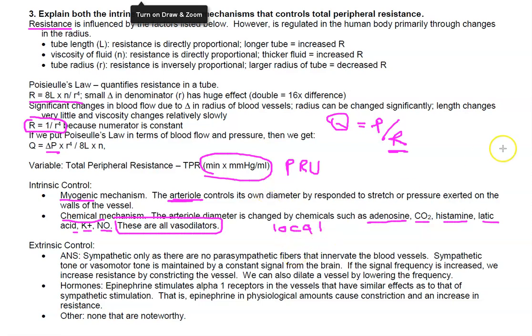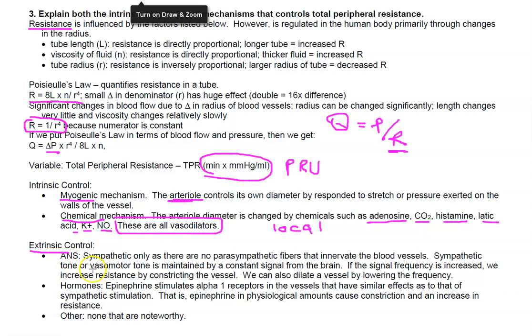To be honest, we're not really sure which of these works in vivo, in the body naturally, but in clinical trials and tests, we have noticed that any one of these, if injected into a blood vessel, will cause dilation. So perhaps all of them work in concert with each other to help that happen. So those are our two intrinsic ones, myogenic and chemical mechanisms.